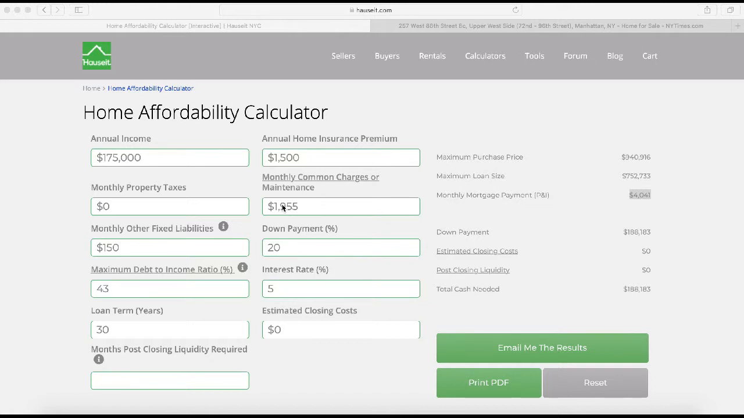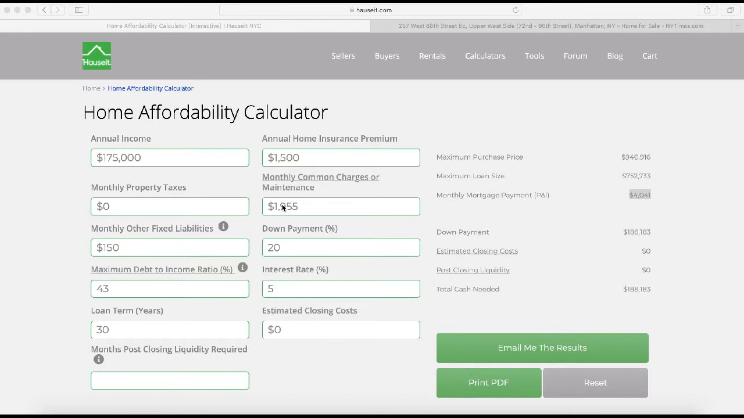The definition of liquid assets does vary by co-op, so in some cases it will really need to be cash or a liquid CD or anything that is essentially cash, and in some cases a cooperative may allow you to count some or all of your 401k towards this requirement. That being said, post-closing liquidity is a serious drain on affordability for co-ops.